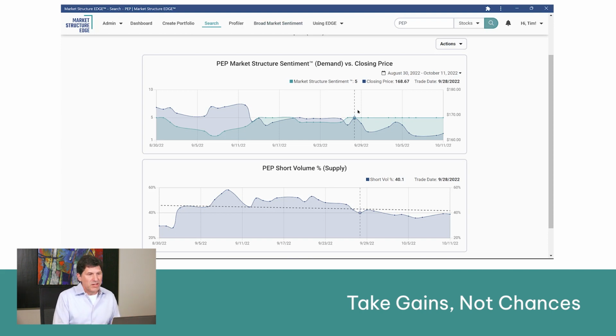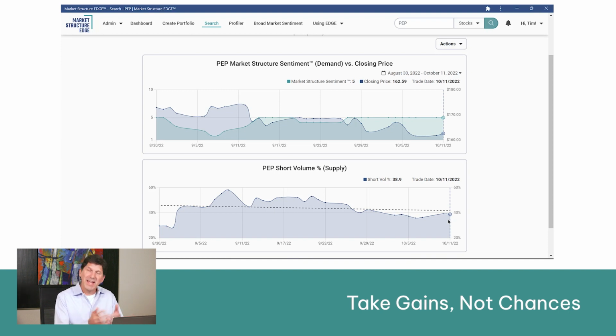So look at Pepsi. Flat demand at 5. It's a big and stable stock. It doesn't move a whole lot. And supply declined ahead of results. Well, what's that likely to mean? It means the stock probably rises with results. Insufficient supply, steady demand, probably price goes up.